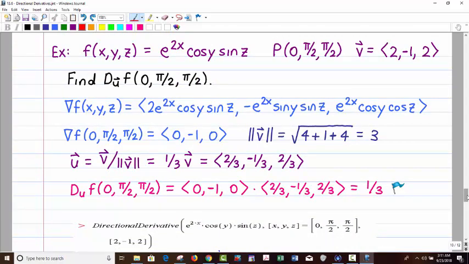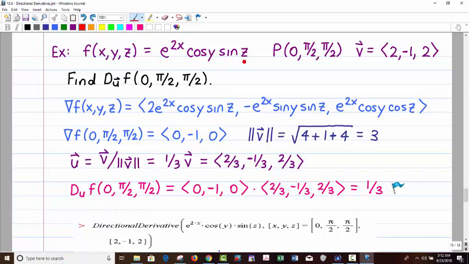All right, here's one. Interesting f of x, y, z. We got e, we got cosine, we got sine. Here's your point, 0, pi over 2, pi over 2. Vector 2, negative 1, 2. That will not be a unit vector, obviously. So we're going to find the directional derivative in the direction of u of f at 0, pi over 2, pi over 2. So let's get the gradient vector.